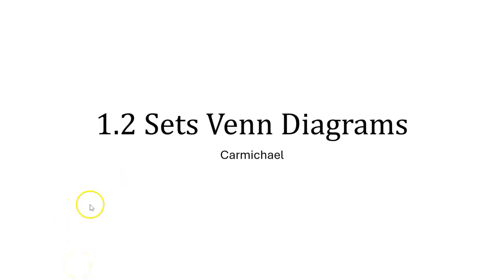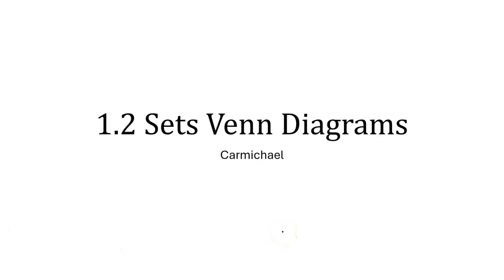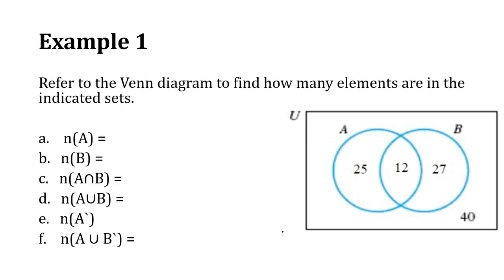In 1.2 of finite math, starting with the next lesson, we're going to look at problems using Venn diagrams. So the first example we're going to look at, they give us the Venn diagram and then they ask us what number is included. So we'll refer to it and see how many elements are indicated in these sets.